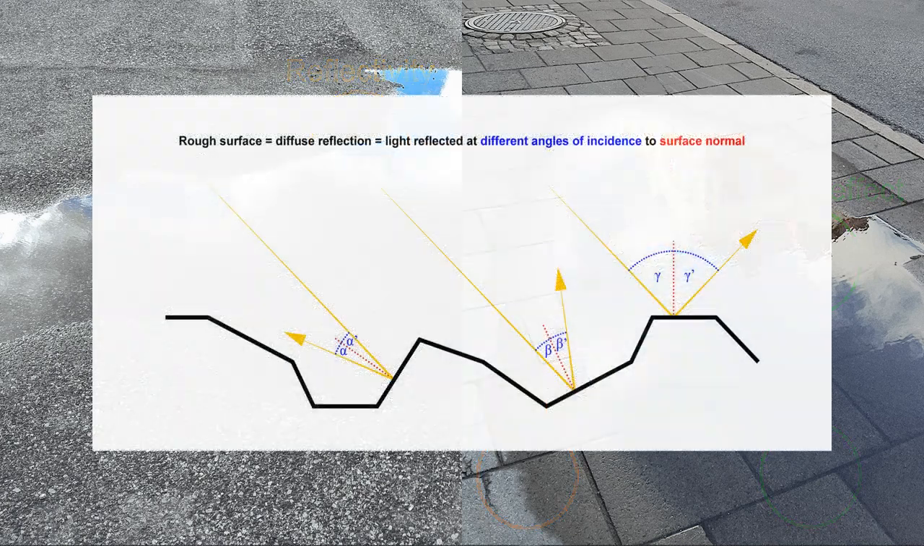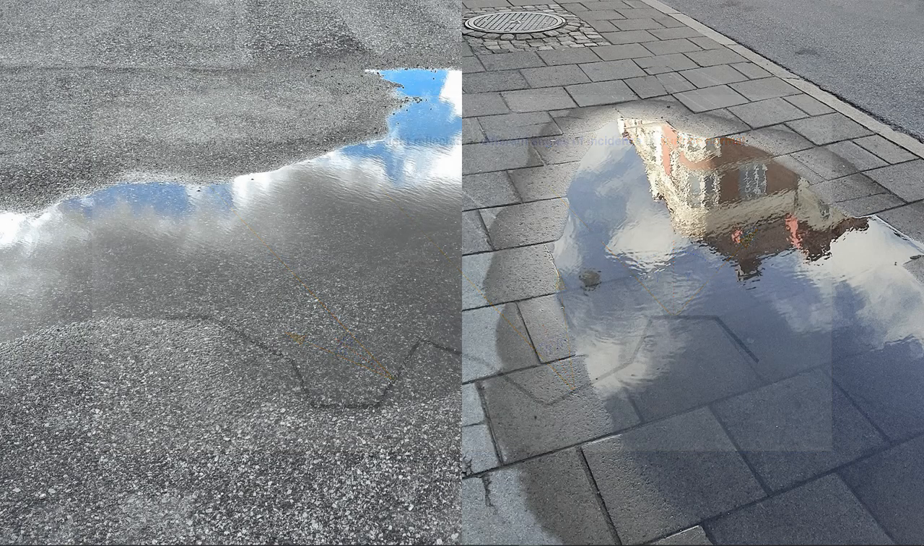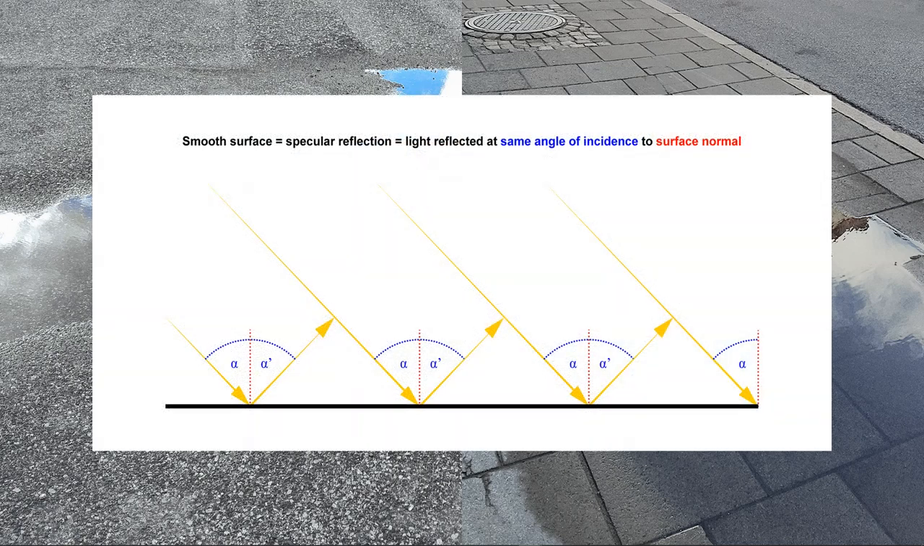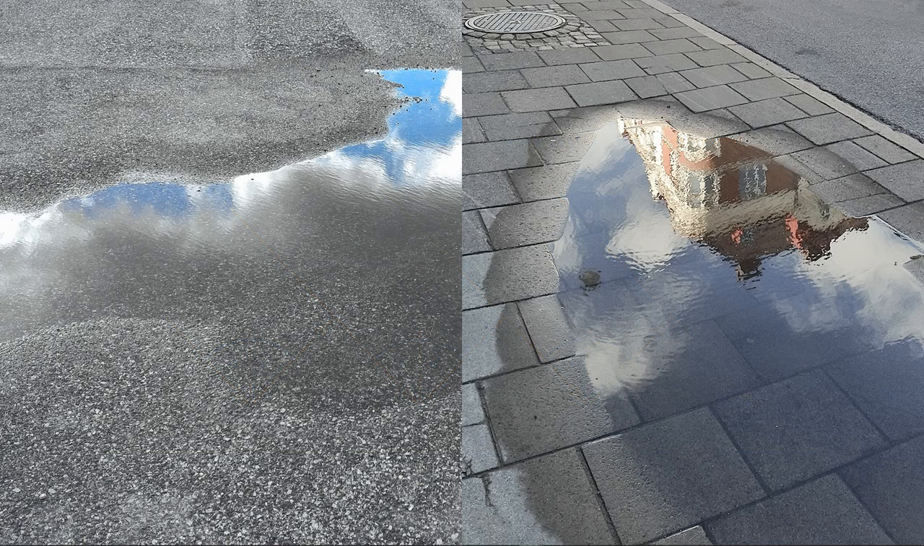The dry parts of the asphalt and pavement are rough, which is why they reflect the incident light at different angles. This type of reflection is called diffuse reflection. The water-covered parts are perfectly smooth, and they reflect the incident light at the same angle just like a mirror. This type of reflection is known as specular reflection.